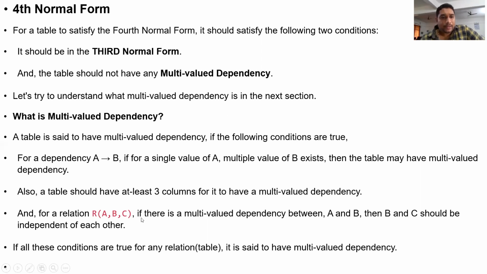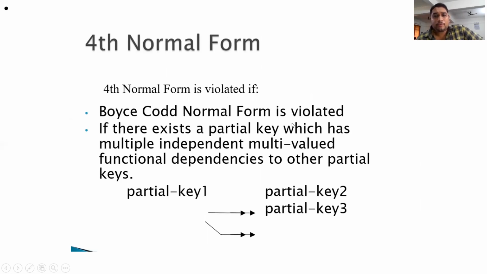For a relation A, B, C, I have 3 attributes. If there is a multi-value dependency between A and B, then B and C should be independent of each other. If I say A to B, then the relation should not consist of A to C; that is, A to B, and B and C should be independent. If all these conditions are true for a relation table, it is said to have multi-value dependencies. Clear? Fourth normal form is violated if there exists a partial key which has a multi-value dependency on other partial keys.